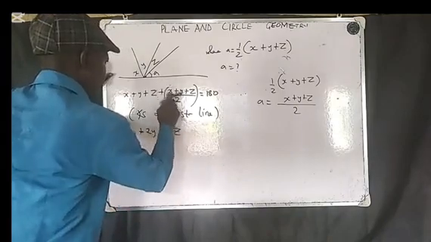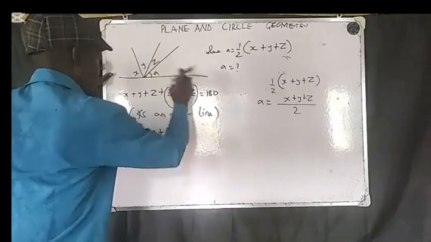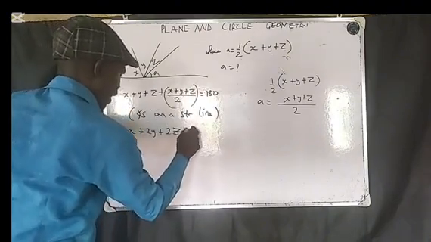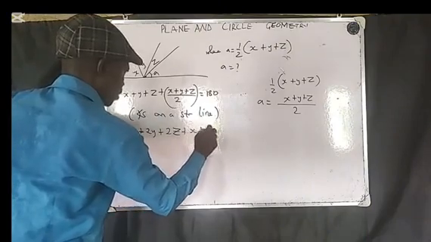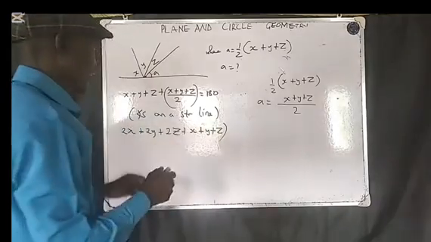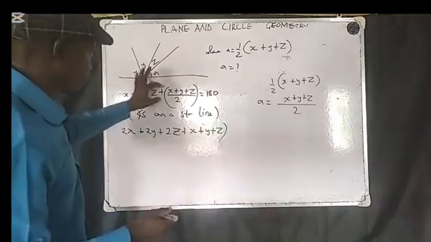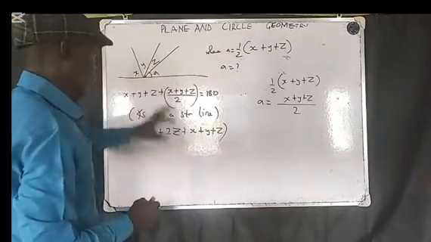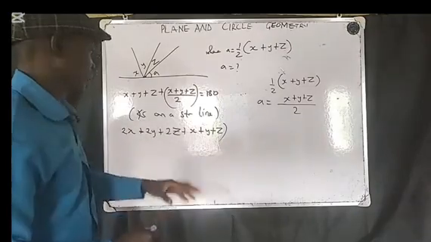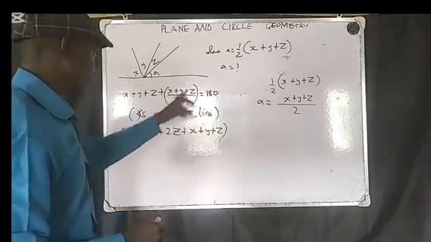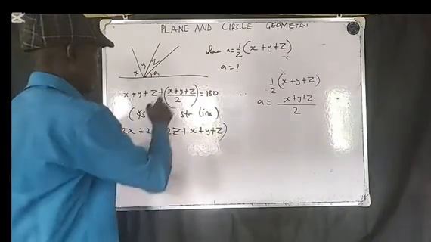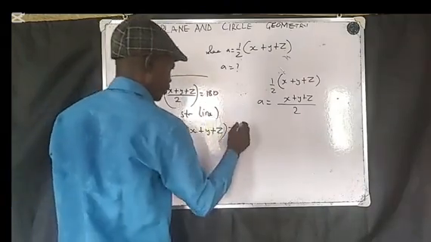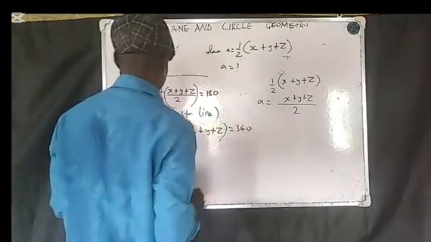Then the 2 here, everything here is considered as 1. The 2 here, we divide by the 2 here. So we are left with x plus y plus z. What I mean is that if I put 2 here, 2 times this 2 will cancel this 2. So there's no point writing it separately. Let me just say 2 here multiplied by this 2 will divide this 2. So I'm left with x plus y plus z. Then 2 times 180 will give me 360.